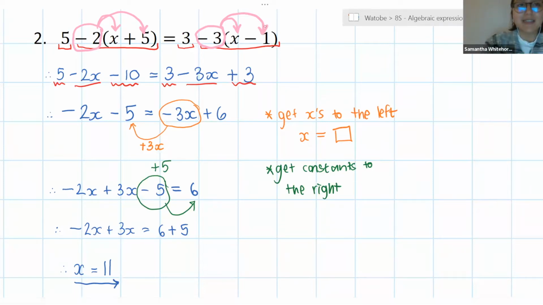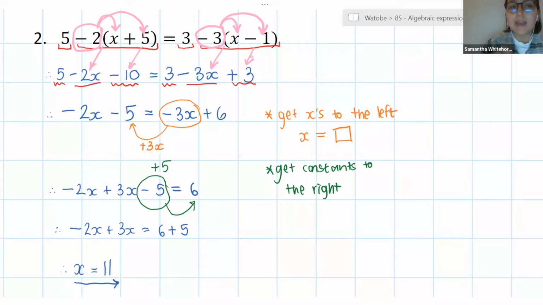So in my second step, this -2x came from me saying -2 times x. The -10 came from me saying -2 times +5. So it's from the distribution. Over on the right-hand side, the -3x came from me saying -3 times x. And the +3 came from me saying a -3 times a -1. And we know that when we times a negative and a negative, we get a positive. So that was just my distribution step, that second step.